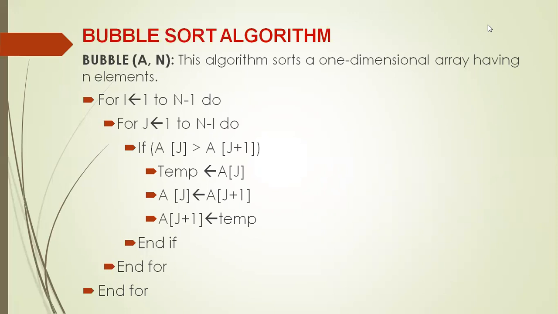In the first pass, if there are 5 numbers, how many comparisons are there? A1 should be compared with A2, first comparison. A2 should be compared with A3, second comparison. A3 should be compared with A4, third comparison. A4 should be compared with A5. So in general, how many comparisons? Only 4 comparisons. In the first step, 4 comparisons for 5 numbers. In the second step, only 3 comparisons. In the third step, 2 comparisons. In the last step, only 1 comparison. So in each pass, the number of comparisons keeps on decreasing.